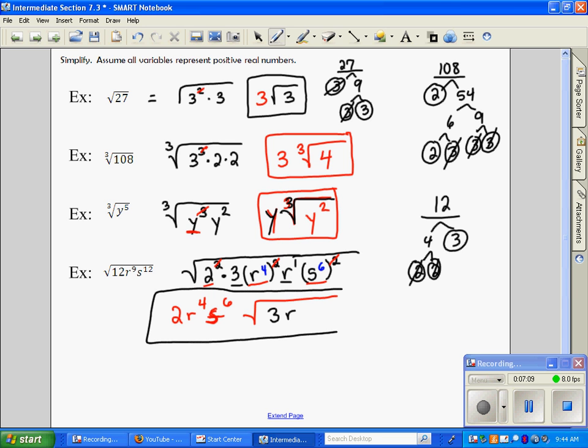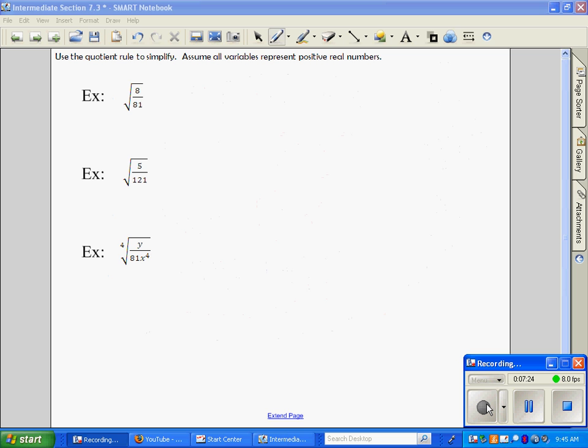So basically, we really focus on matching our index. Like our target is our index, and we want to try to rewrite our radicand so that we can simplify it according to our index. Okay, now we're going to have quotient rules. So basically, we're going to break this apart into square root of 8 over square root of 81. Square root of 81 is simple.